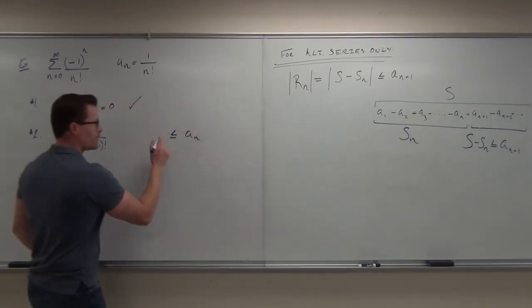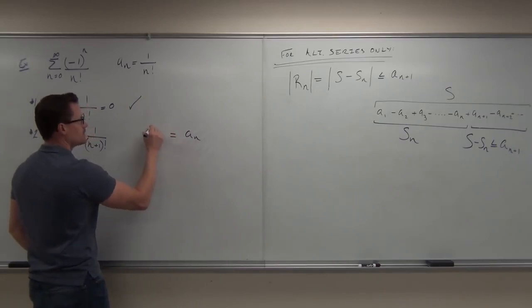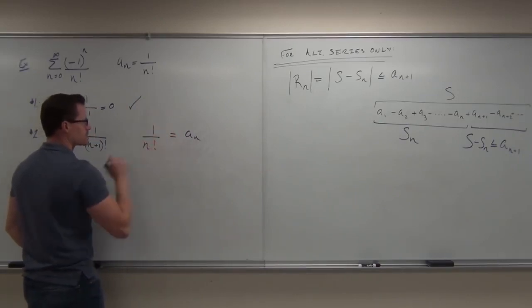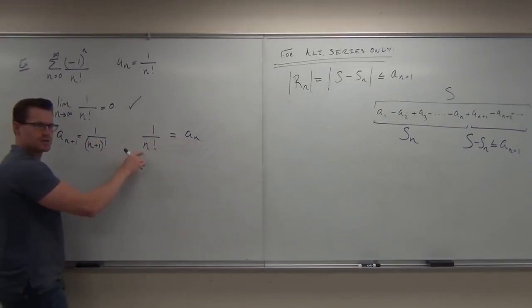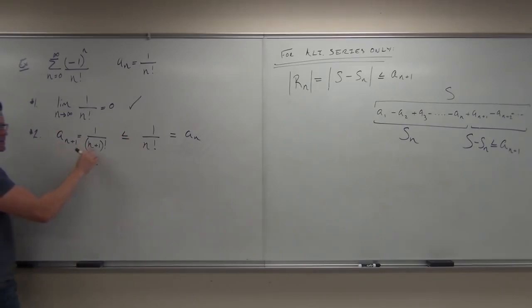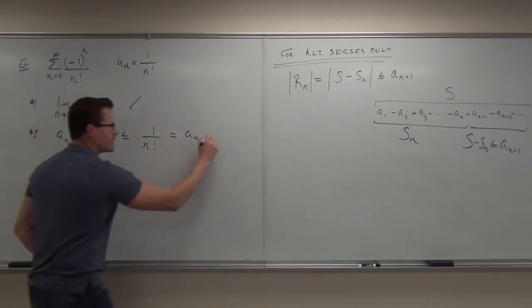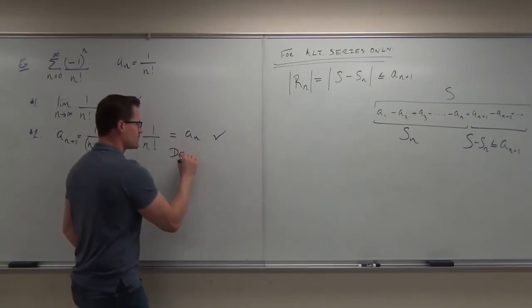Is it true, and by the way, here's a sub n, right? A sub n is 1 over n factorial. Is it true that this is less than or equal to this? Yes. Then we've proven that a sub n plus 1 is less than a sub n. And that's the second part of our alternating series test. That says that this thing is decreasing.